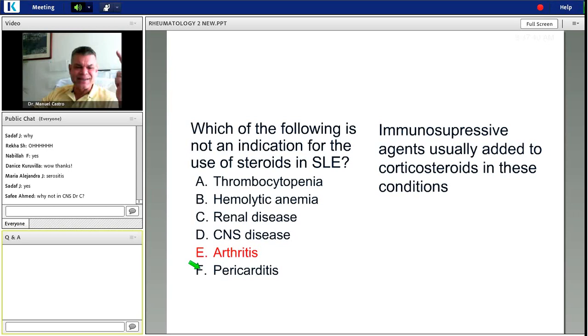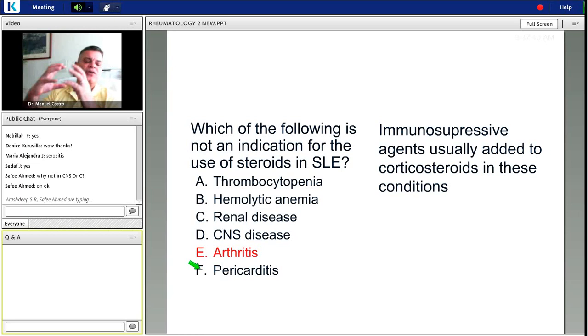Renal disease is an indication for steroids, and CNS disease also is an indication for steroids, because CNS disease is actually deposition of immune complex in the CNS, and you want to suppress the immune complex activation or deposit in those areas. Okay? So it's all related to immune complex. And that's why we immunosuppress this patient a little bit more.